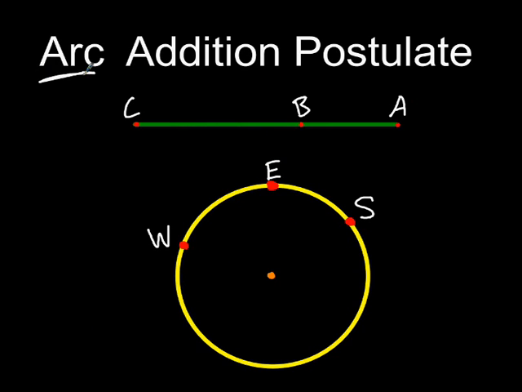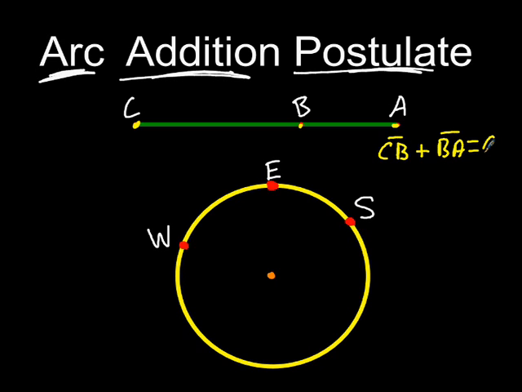Okay, here's an angle. And what about the arc addition postulate? Well, let's just remember something else. You remember the segment addition postulate? This was really easy. That meant CB plus BA equaled CA.